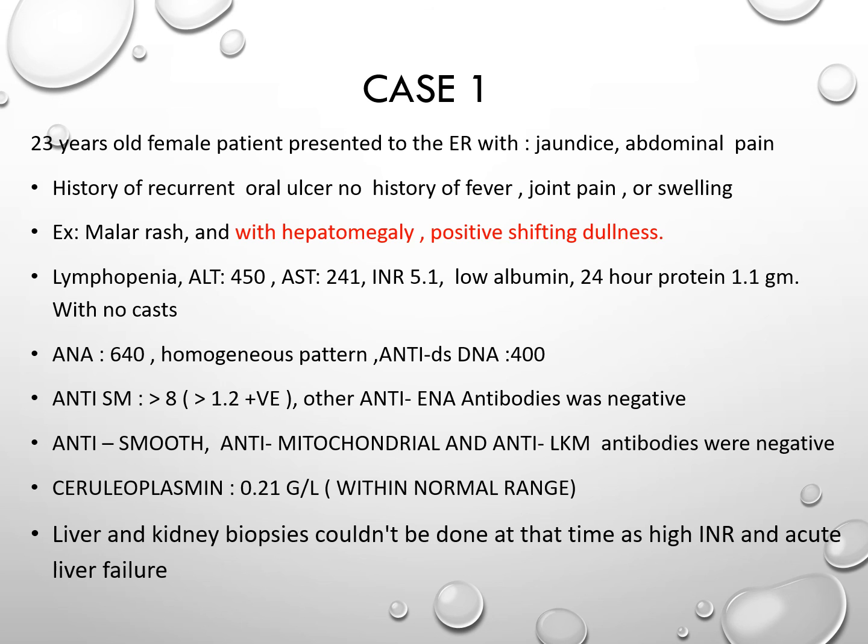So what about the hepatitis? Is it related? Is it associated? The autoimmune hepatitis panel was done for her, and it was negative. Another ceruloplasmin level was assessed to rule out Wilson's disease. Unfortunately, biopsy couldn't be done for both kidney and liver, because the INR was 5 and the patient was in liver failure.